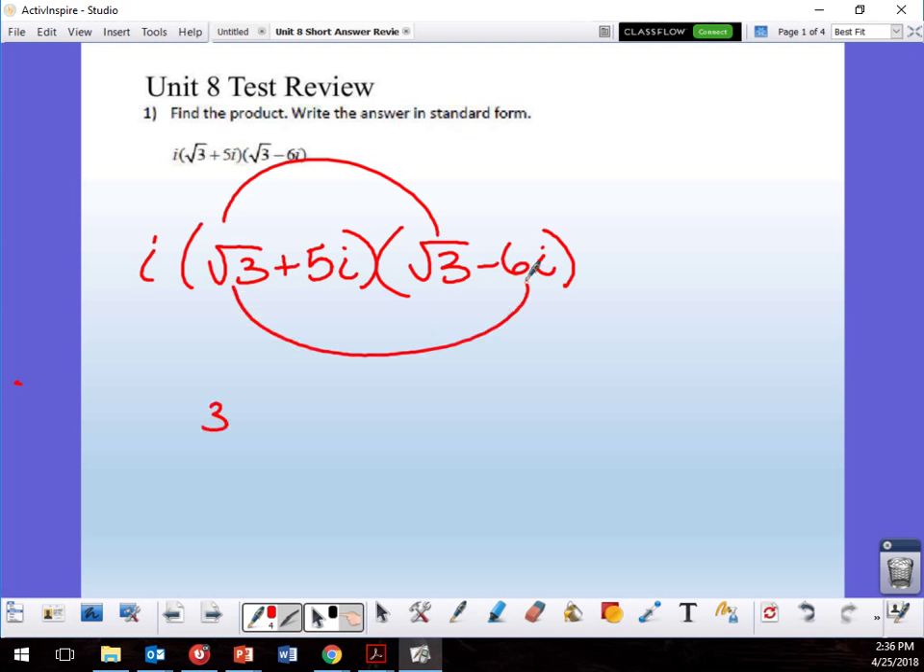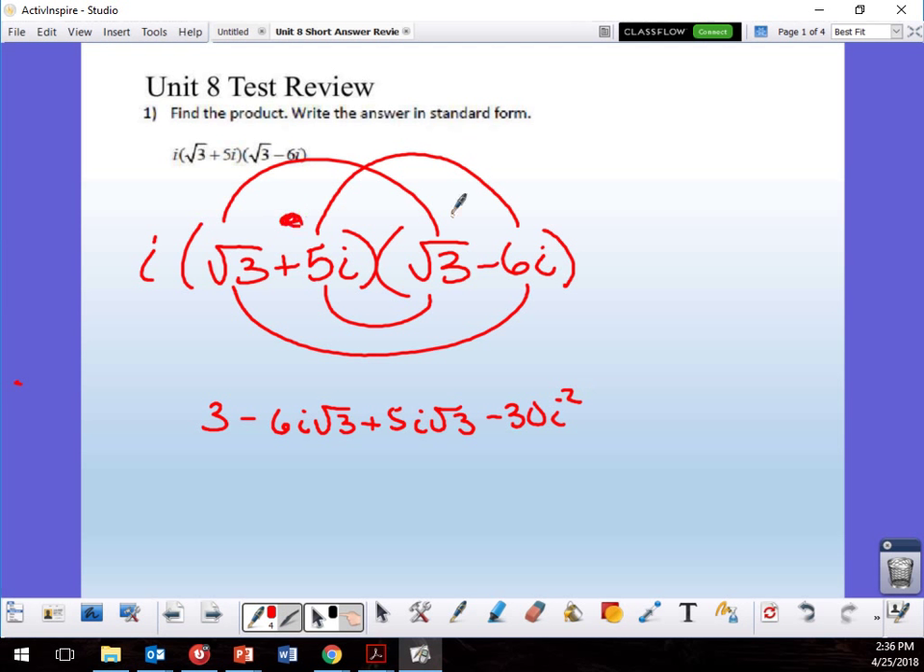Across, it's going to give me negative 6i rad 3. Next one is going to be the inner. That's going to give me plus 5i rad 3. And last, that's going to give me negative 30i squared. Wait, where was the last one? Last is the last two right here. Oh, okay. Isn't i squared just negative 1? Yeah, it's going to get that, but I haven't made it that far yet.